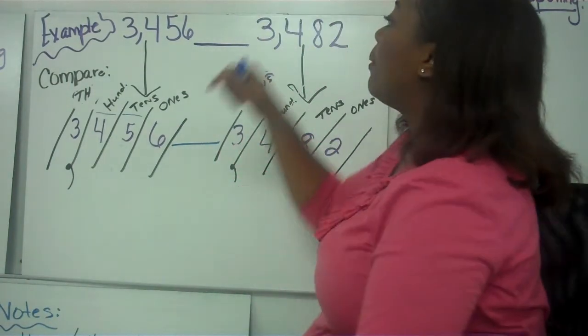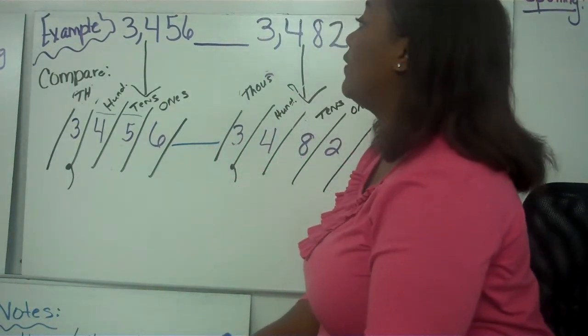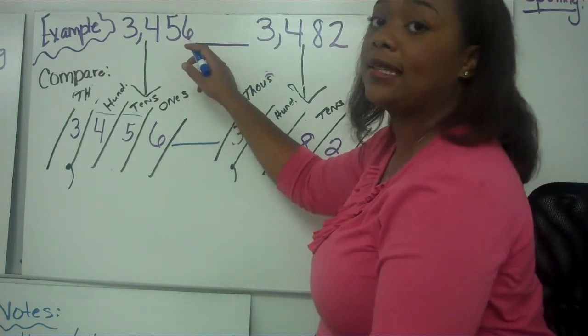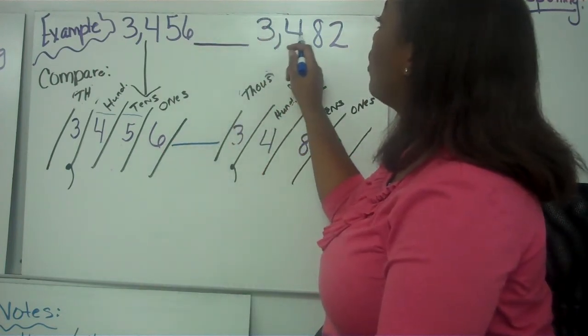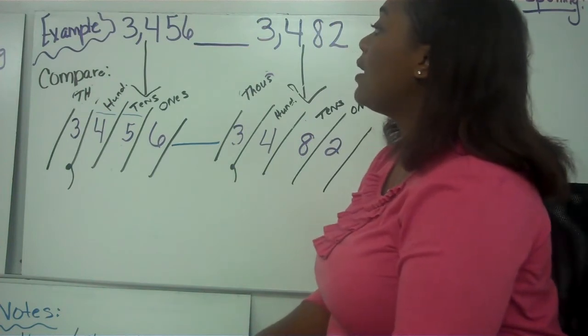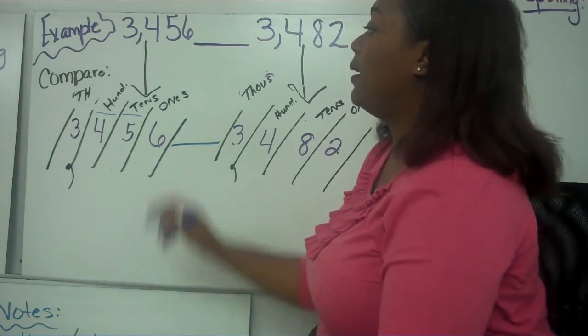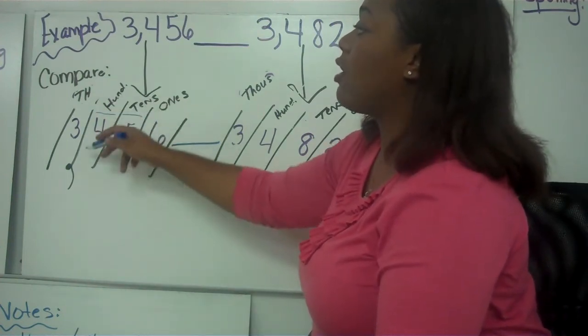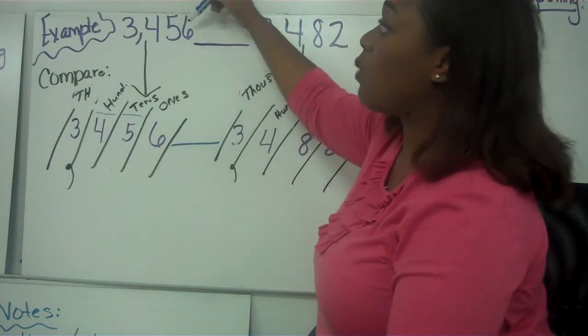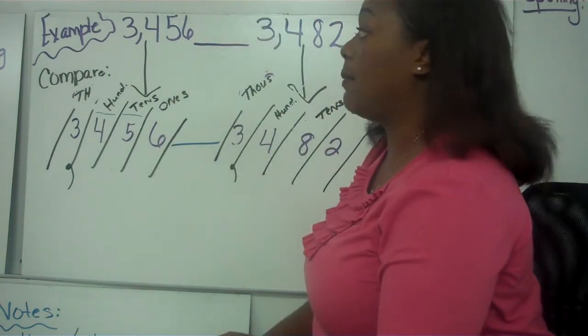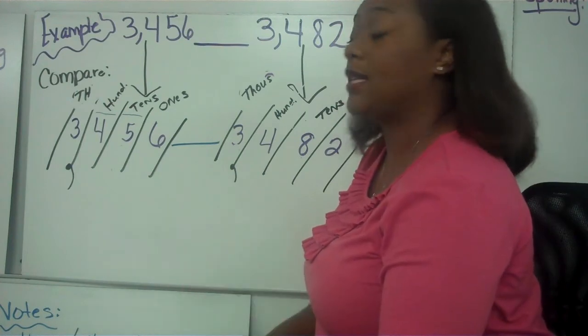And let's look at an example. 3,456. Is that greater than, less than, or equal to 3,482? Now when you're comparing numbers, the best thing to do is to put them in a place value chart. You can put them in a chart, or you can write the place value above the number until you get used to just being able to look at them and tell.